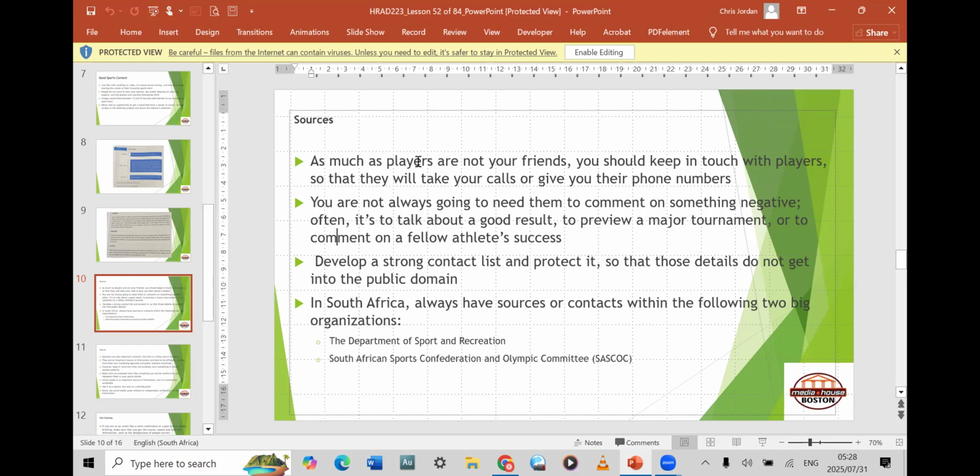Anyway, again, in South Africa, always have sources or contacts within the following two big organizations: the Department of Sports and Recreation, for sure, and then obviously the South African Sports Confederation and Olympic Committee, SASCOC. Okay, just want to go to the next one over here.